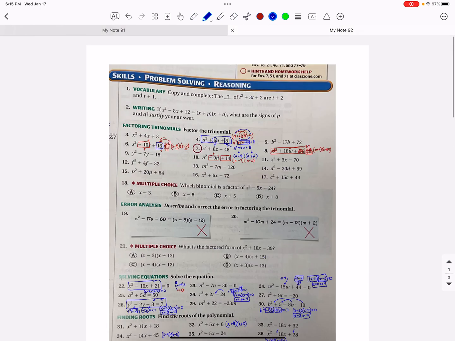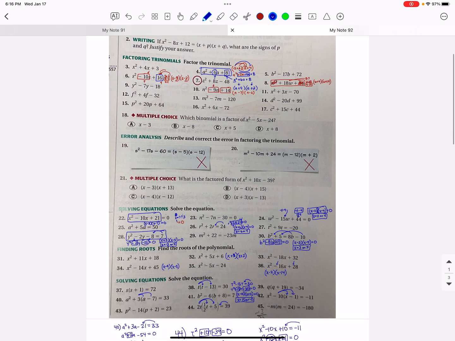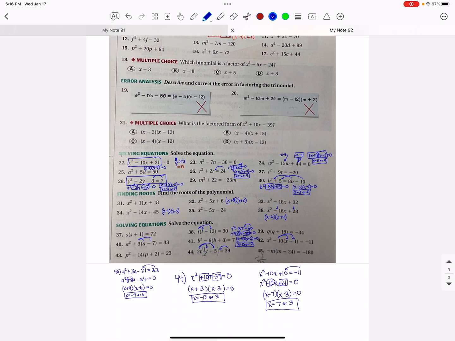All right, so I just did the whole assignment for evens. You got to do the odds. Okay, good luck.